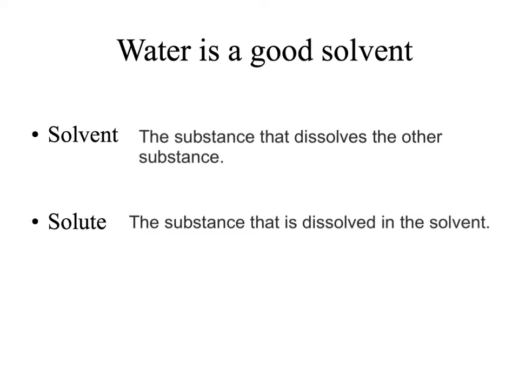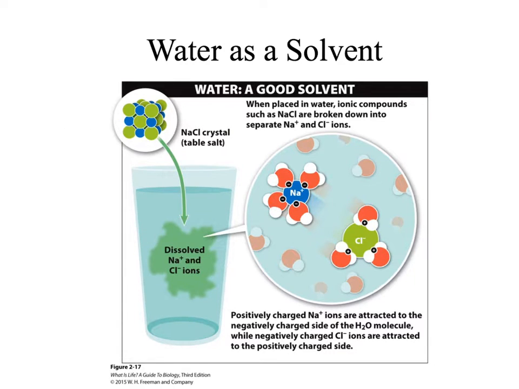So, water is an excellent solvent. It can dissolve many different substances. For example, a crystal of sodium chloride, also known as table salt, easily dissolves in water. This is due to the charges. Remember, sodium chloride has 2 charged ions. Sodium is positive, chloride is negative.